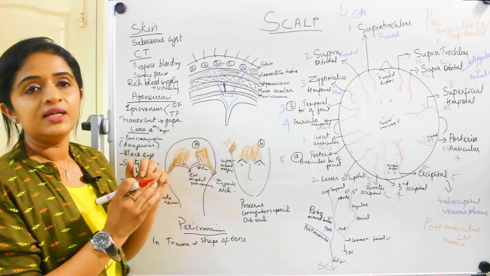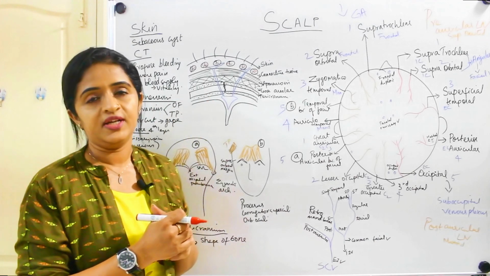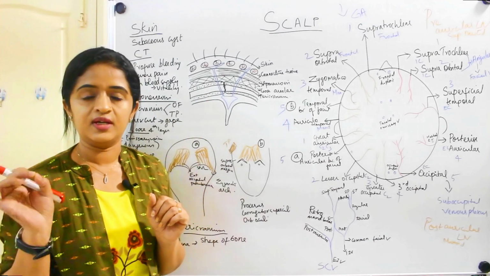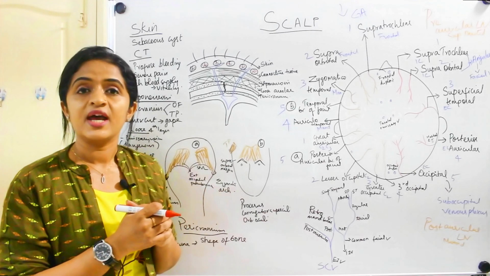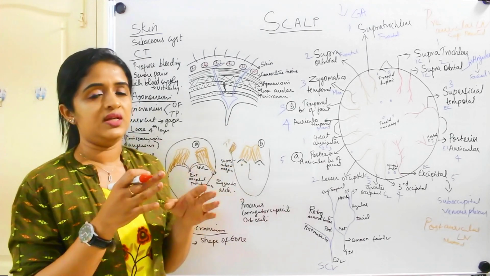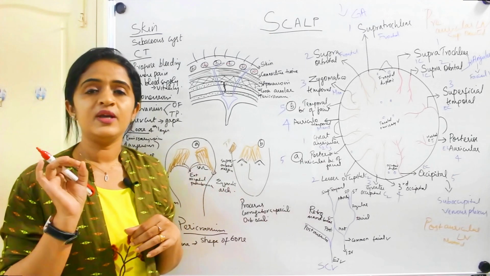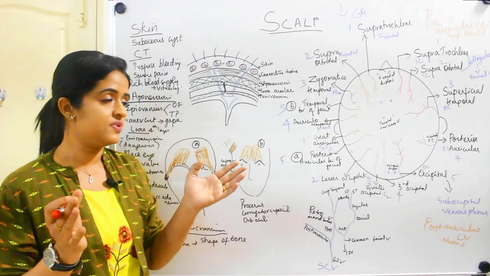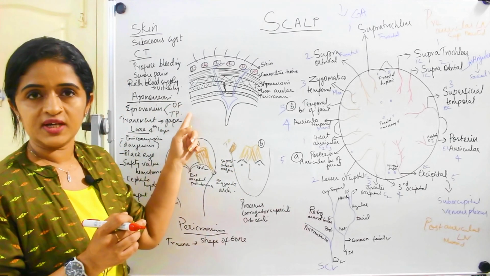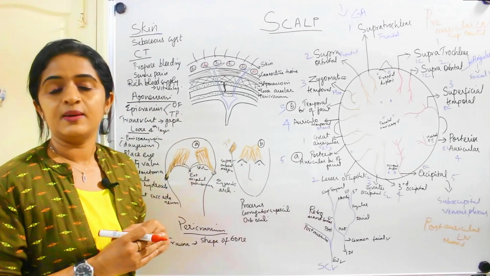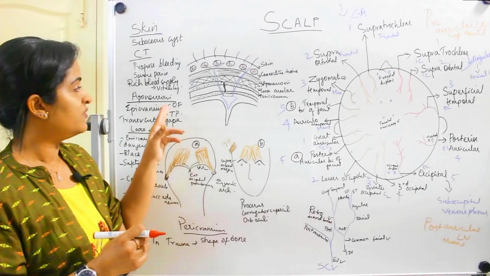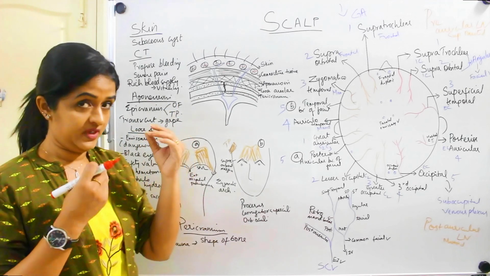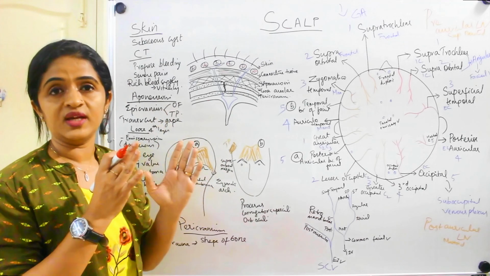Now coming to the third layer, that is the aponeurotic layer or galea aponeurotica. So this aponeurosis actually connects the epicranius muscle. So what do you mean by epicranius muscle? The epicranius muscle actually has two groups. One is the occipitofrontalis group and the other one is the temporoparietalis group. So from the word itself we can actually imagine where these muscles lie.